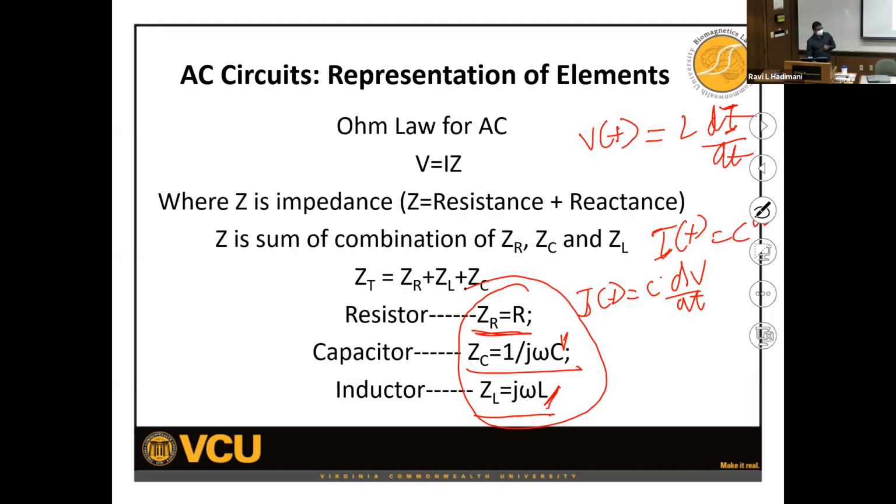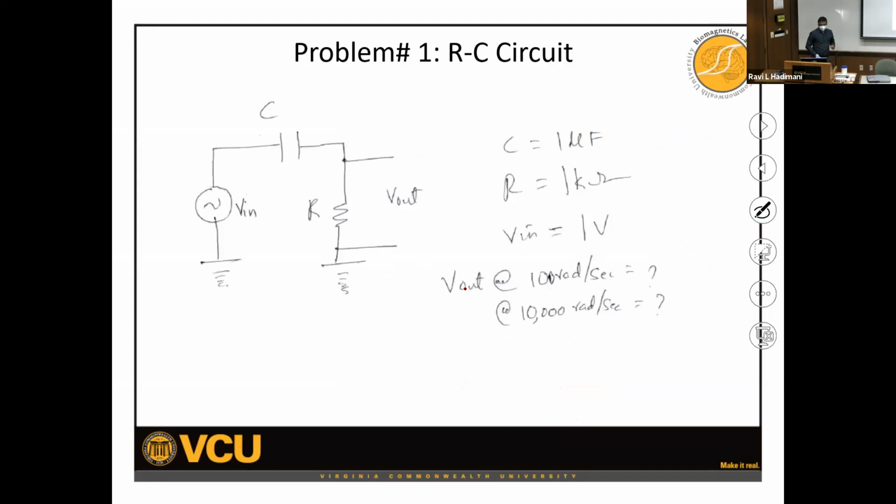A combination of these three simple components can lead to circuits that can be used for many applications: for filtering a signal, for amplification, for voltage division, and so on and so forth. So just with these three components, we can do a lot of things. Let's look at a simple circuit that has a capacitor and a resistor. We'll start simple first.